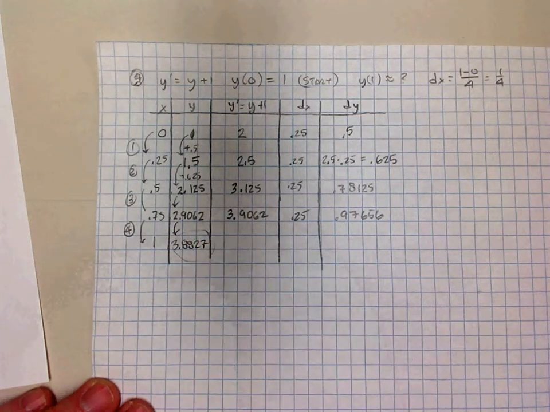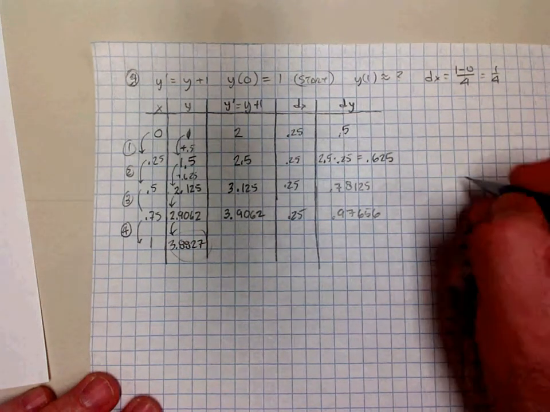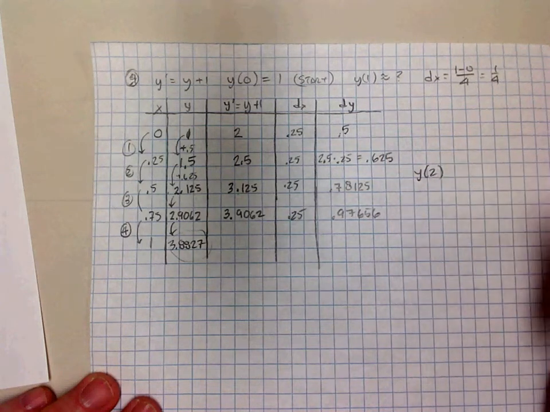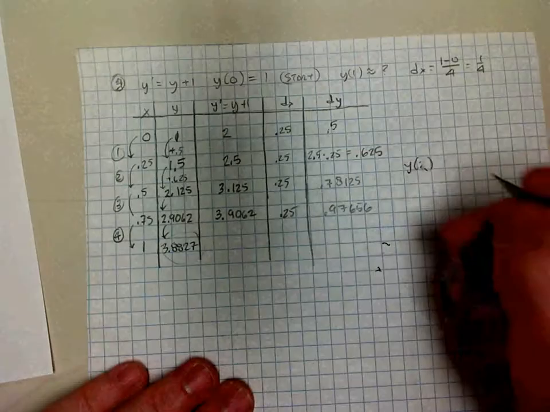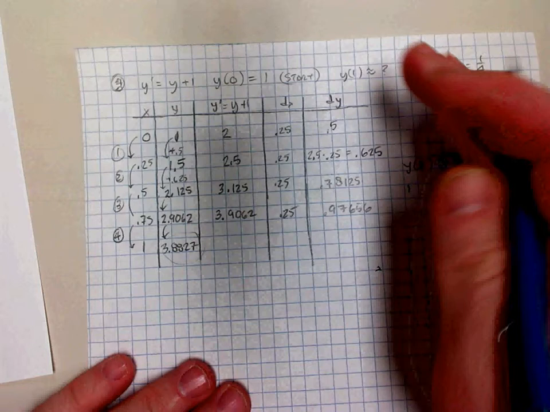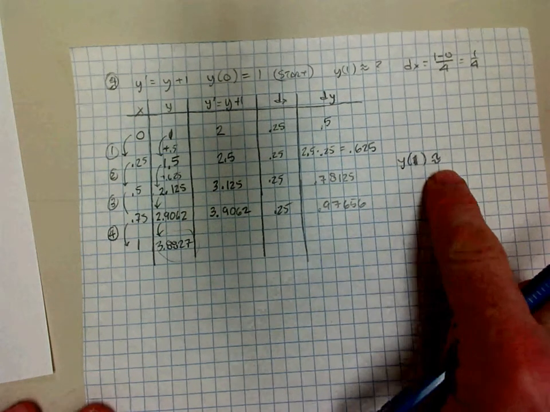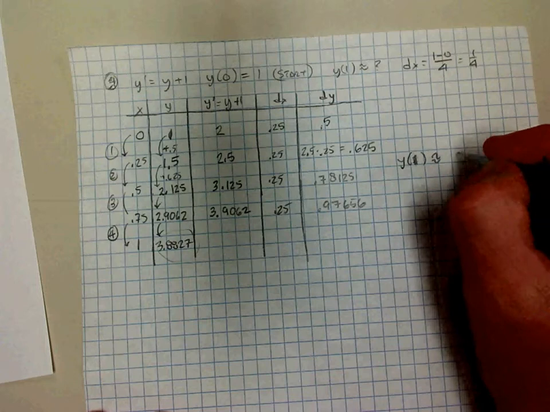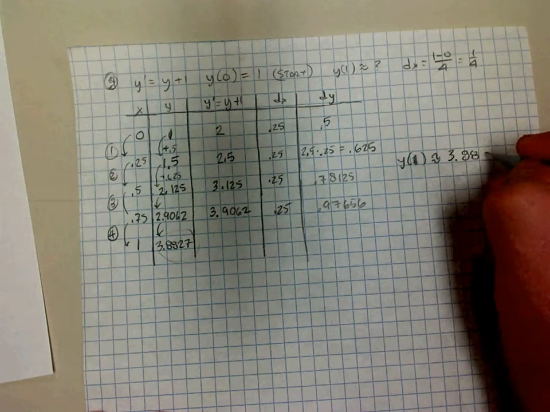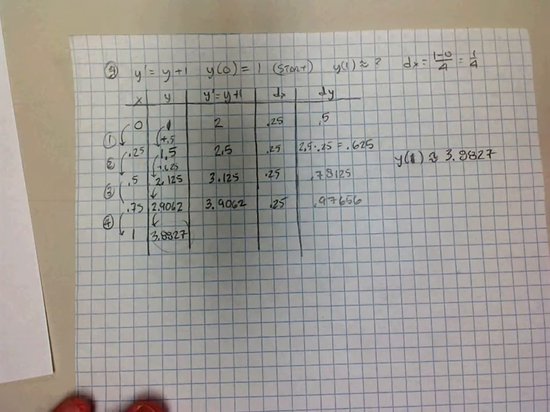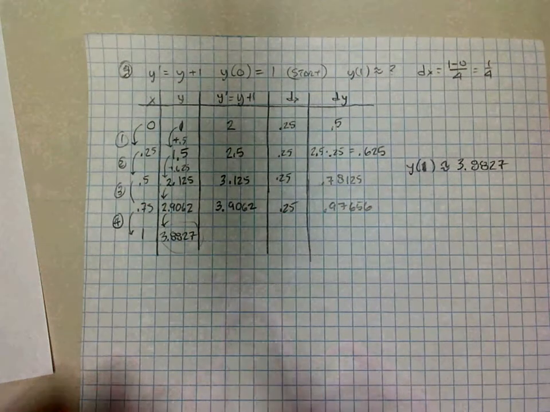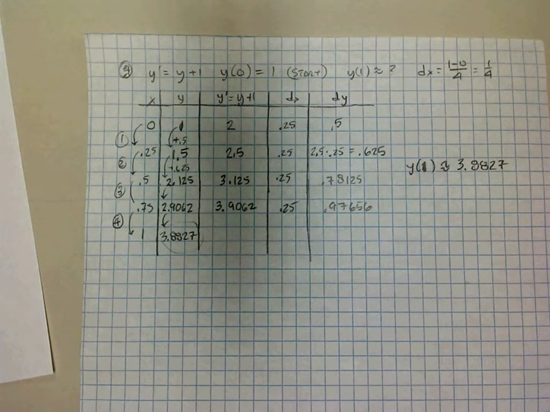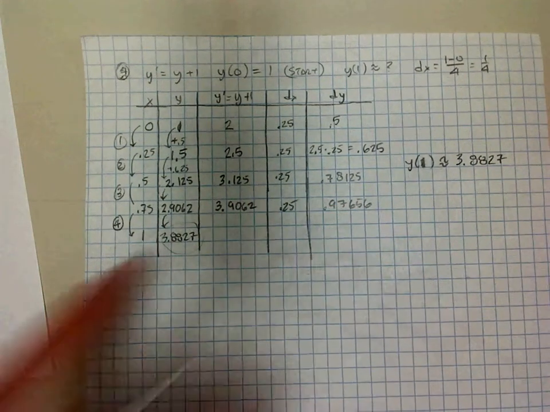Using Euler's method, y at, oops, not 2, but at 1 is approximately, Euler's method is an approximation, not equal to, but it's going to be approximately 3.8827. Okay? So again, the numbers themselves might look very confusing, but the table just builds on the previous line. It all still follows the same process. You've got to understand how the columns are related in order to complete this.